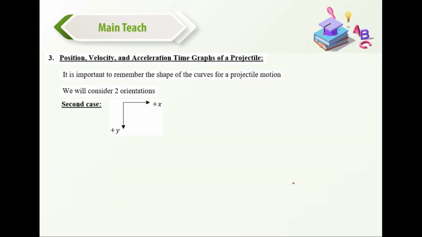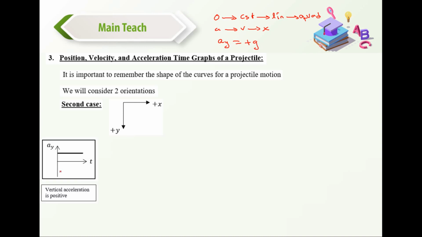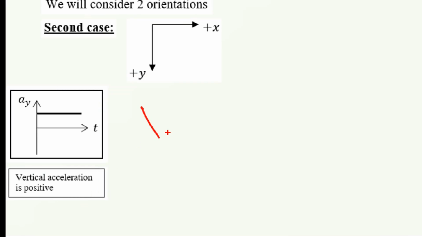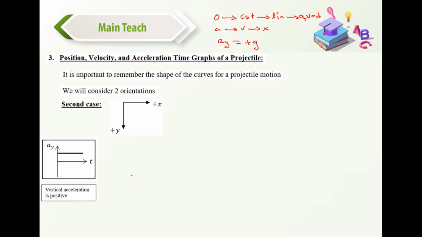What about the second orientation, in which the positive direction is chosen to be downward? Let me first write that 0 to constant, to linear, to quadratic, and that would be a to v to x. If the positive y direction is chosen to be downward and gravity is down, then ay in this case is given to be constant and positive. Then the shape of the ayt graph would be something like that. Ay is constant, which means v is gonna be linear, so it's either like this or like that. This is positive, then that would be the shape of the vt graph.